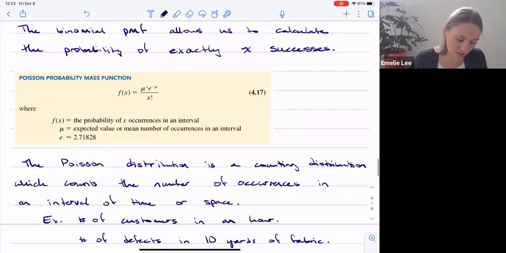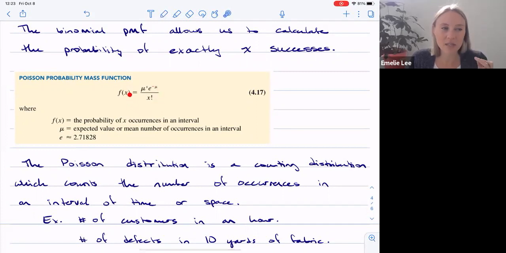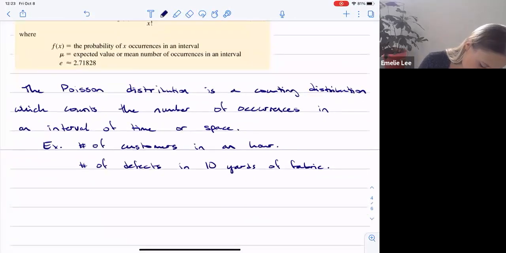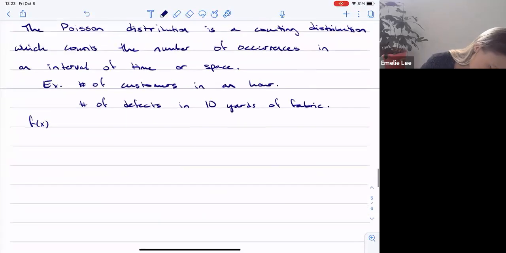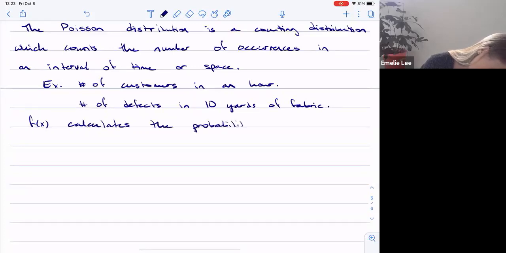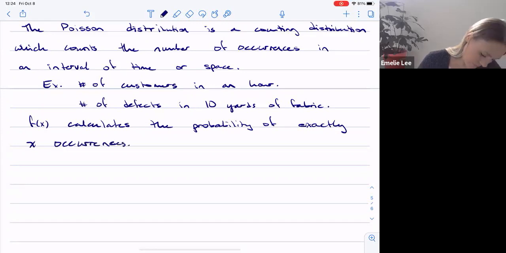What's nice about the Poisson compared to the binomial especially is that this formula is quite a bit simpler. So f of x still gives the probability of exactly x occurrences. So f of x calculates the probability of exactly x occurrences. Okay.